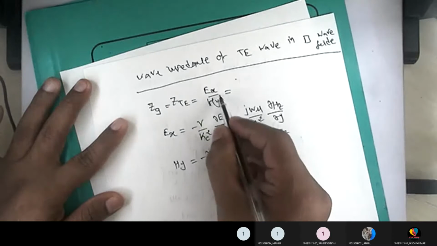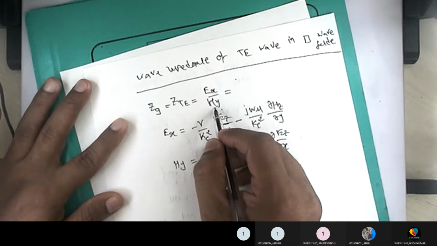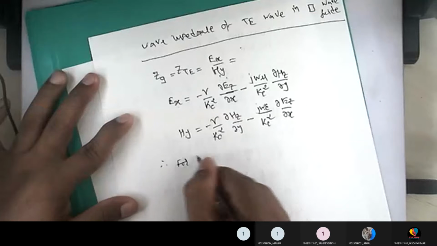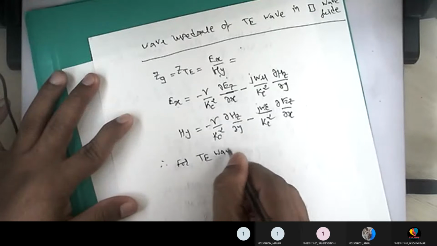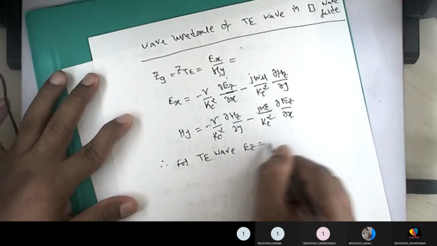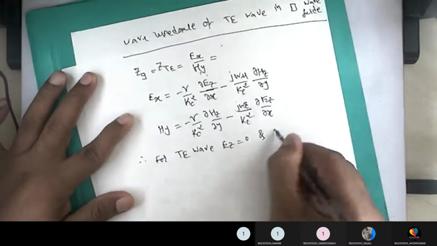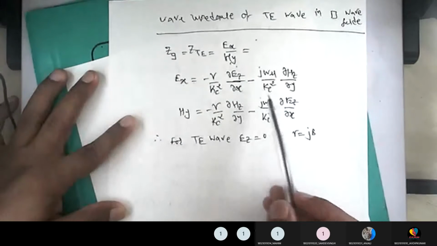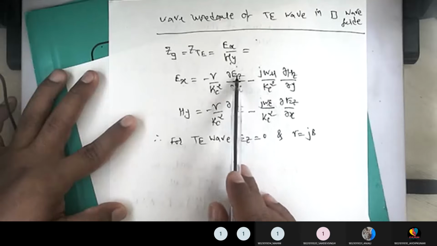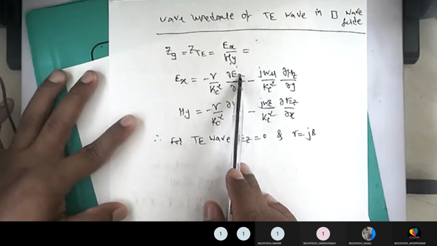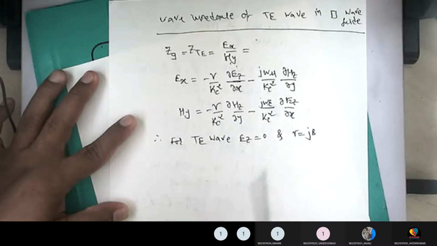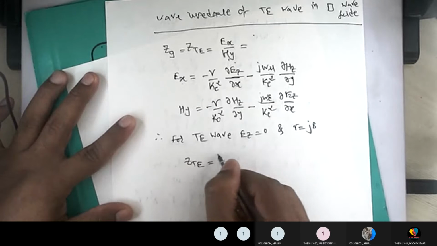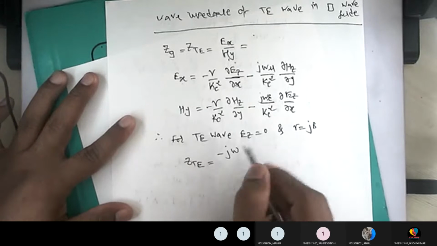So if you put this EX and HY value in this case, we are also aware that for a TE wave, EZ is equal to 0, are you getting? And gamma is nothing but j beta. Here, because the EZ term itself is zero, this term will become zero, and this term will also become zero. So ultimately I will get the impedance in a TE mode, which is minus j omega.